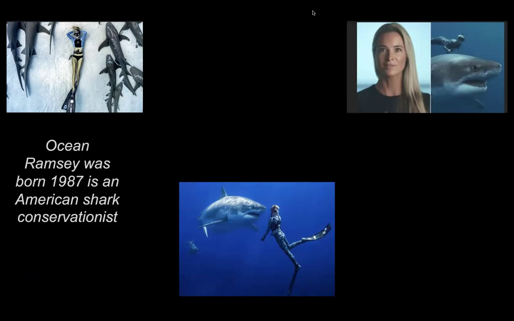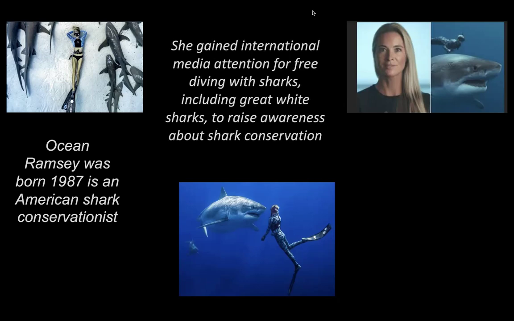So you need to tell the audience what is, in your opinion, important. That Ocean Ramsey was born in 1987, is a very young woman, is an American shark conservationist. So you can see 3 pictures. Note that I put a lot of pictures in this presentation and little writing because you cannot listen to my voice and read the slides. I will come to that later.